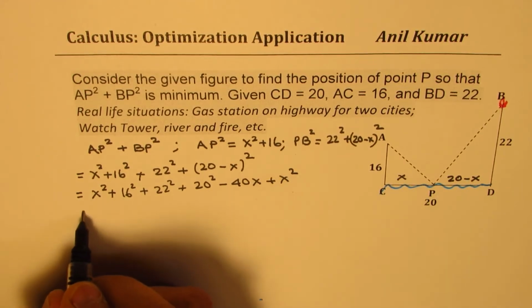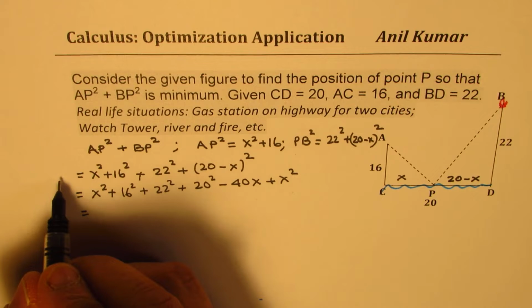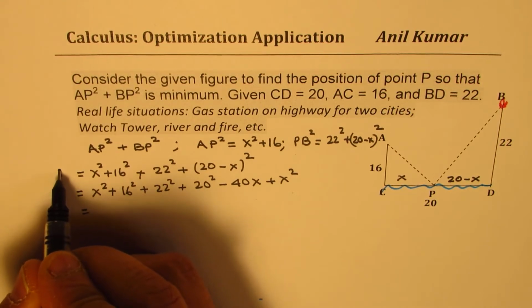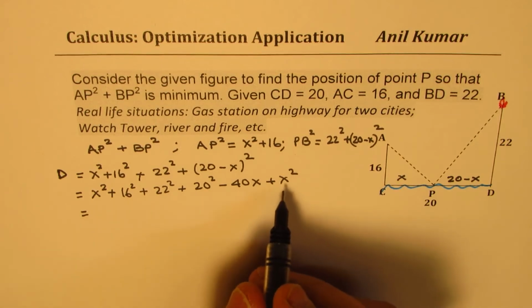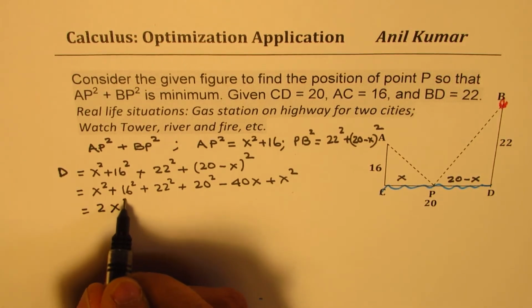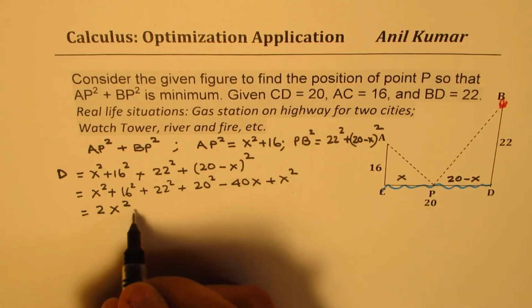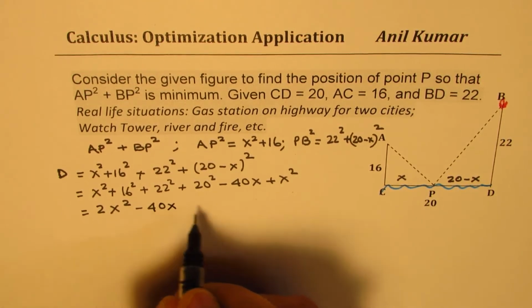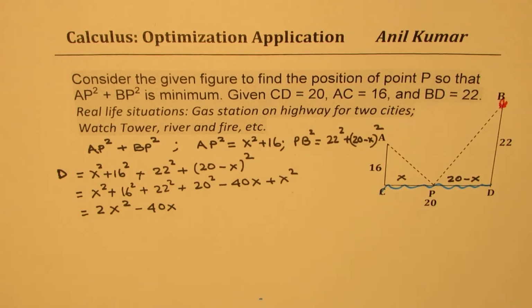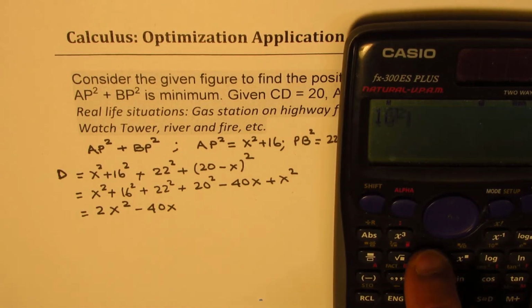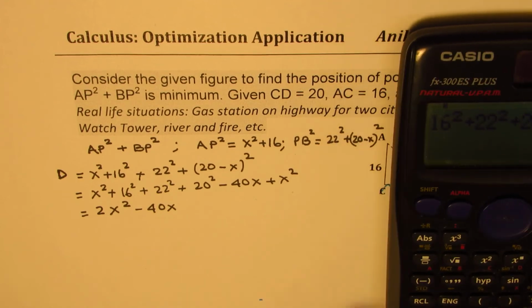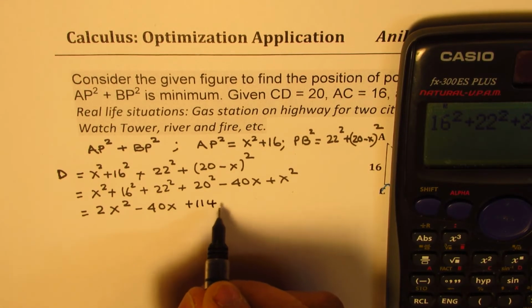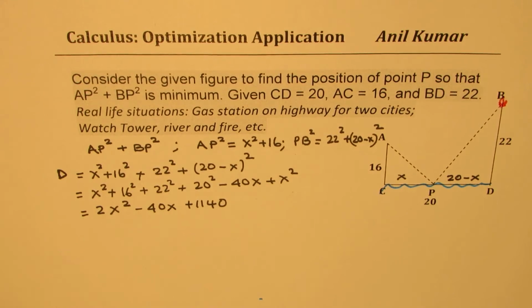So combining the terms, we get this distance. Let's call this as the distance, let's say some variable d. Okay, so we'll just call this variable as d. Okay, now so combining this, we get 2x square, and let me now minus 40x, let's write this and see what those numbers are. So the numbers are 16 square plus 22 square plus 20 square. That gives you 1140.